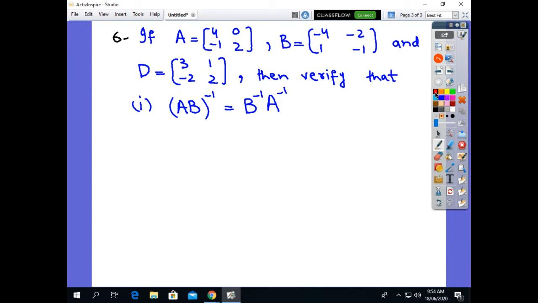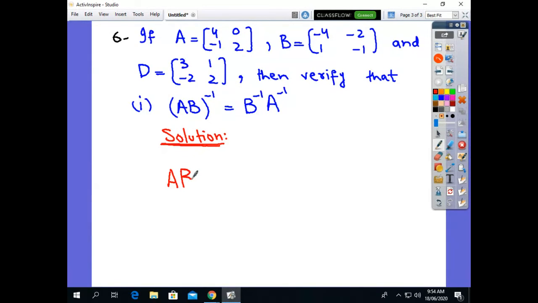As in a previous lecture, we solved such a type of question. Question number 4 second part is the same as question number 6 part number 1. Now here we solve first of all the left hand side and then the right hand side. Left hand side is (AB) whole inverse. First of all, we find the product of matrix AB.